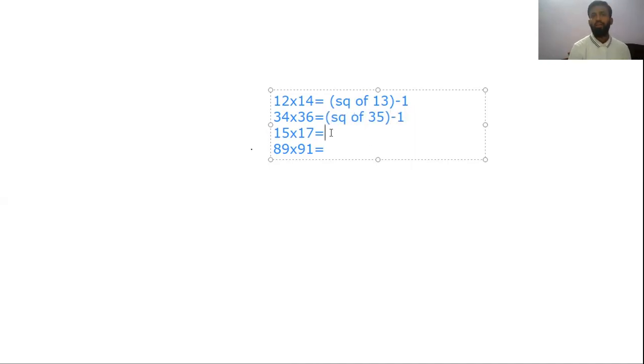Similarly 15 multiplied by 17. What is the number in between 15 and 17? 15 और 17 के बीच में नंबर कौन सा है? 16. The answer is going to be very simple. A square of 16 minus 1.